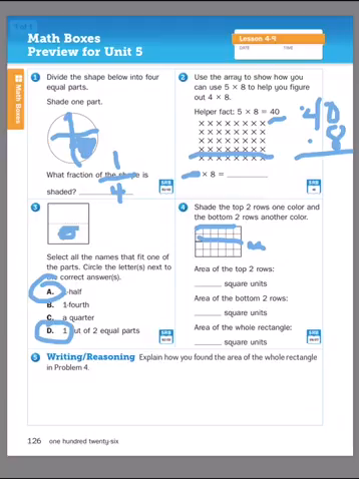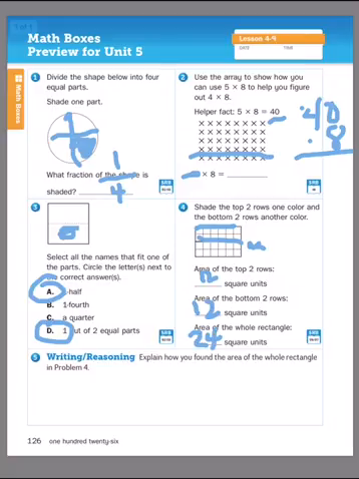The area of the top 2 rows, how many little squares are there? You should say 12. You should have counted 12 squares. Area of the bottom 2 rows, if you count them, there's also 12, or you could have just seen that it's equal, and you would know that there's 12. And the area of the whole rectangle, so if I added all those little squares up or counted all those little squares, how many would I have? 12 plus 12, of course, is 24.